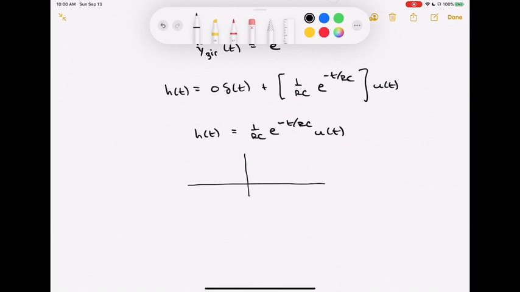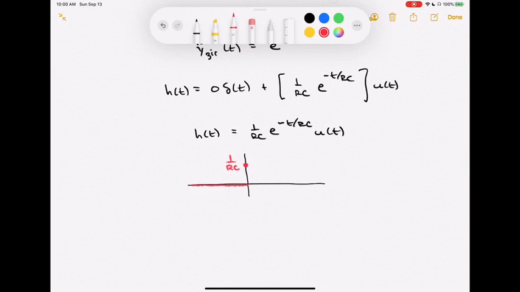Because of the u of t on here, this thing is zero before zero. At t equaling zero, that unit step turns on, and then we're going to get just a 1 over RC e to the minus t over RC. Put t equaling zero in there, I get e to the zero is just 1, times 1 over RC. So this thing peaks out initially at 1 over RC. That's its initial height.